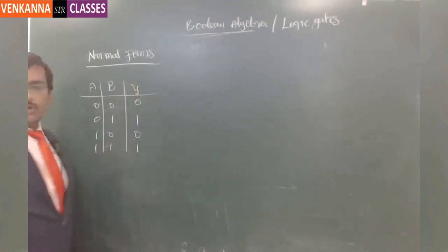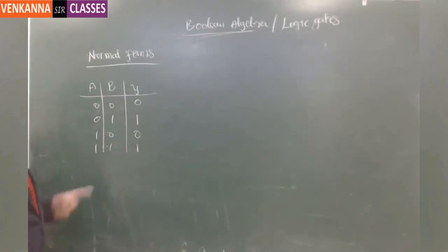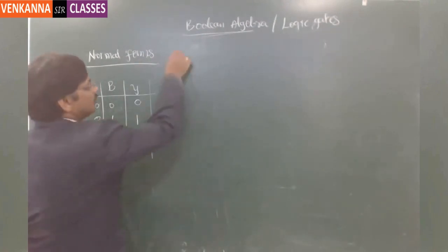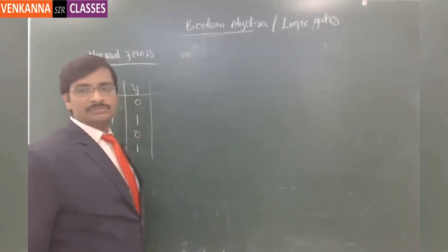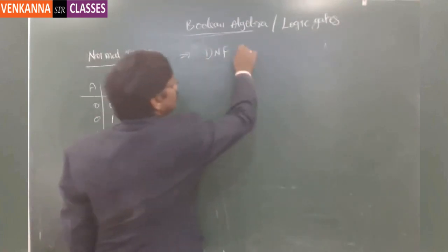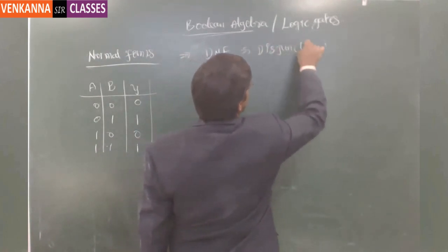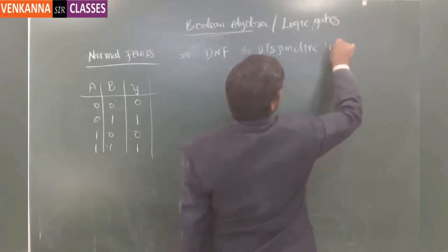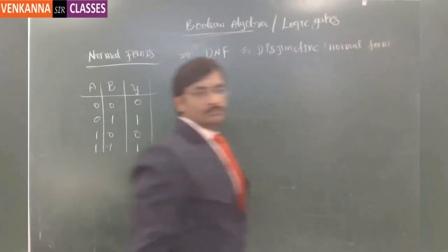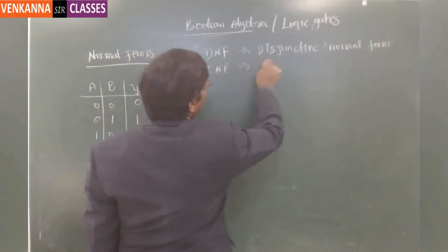And then for that I want a digital design. So for that, there is a concept of normal forms. There are two different types of normal forms. One is DNF, the disjunctive normal form, and then CNF, the conjunctive normal form.